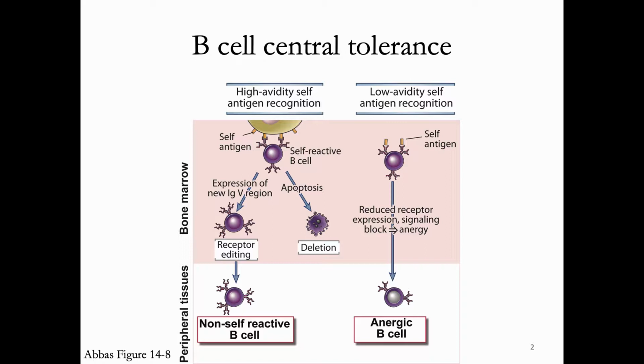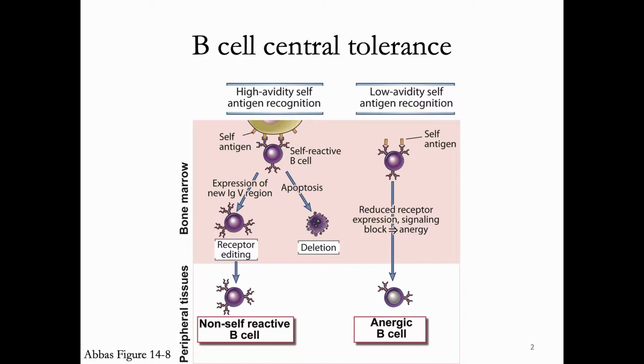We saw that B cells in the bone marrow that were self-reactive either could be deleted, could be receptor edited by making a new light chain, or could become anergized. And in all three of these cases, we would end up with no self-reactivity in the periphery, either because we turned our B cell into a non-self-reactive B cell, or because we anergized that B cell.